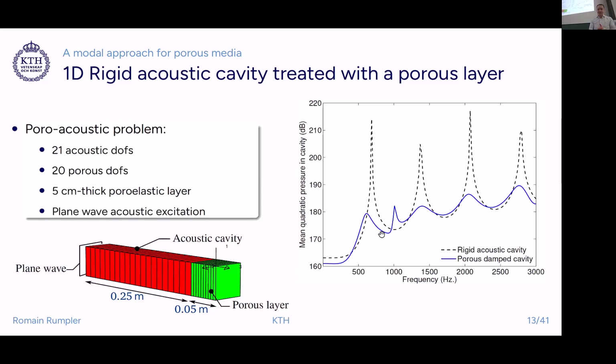What happens? Let's test this basis. So we take the very simple 1D problem, a plane wave exciting an acoustic cavity, ending with a poroelastic layer that is absorbing the energy. And what you see here is the response, the mean quadratic pressure in the acoustic cavity. You see the non-damped problem, having the acoustic cavity alone, and then you add a layer of poroelastic material at the end, and you see the damped response, or the damped mean quadratic pressure in the acoustic cavity, in blue, which would be now the reference response that we are trying to reconstruct using the modal approach.